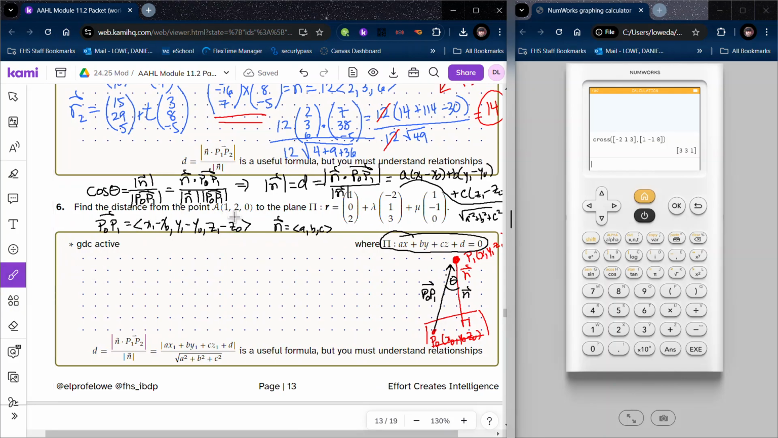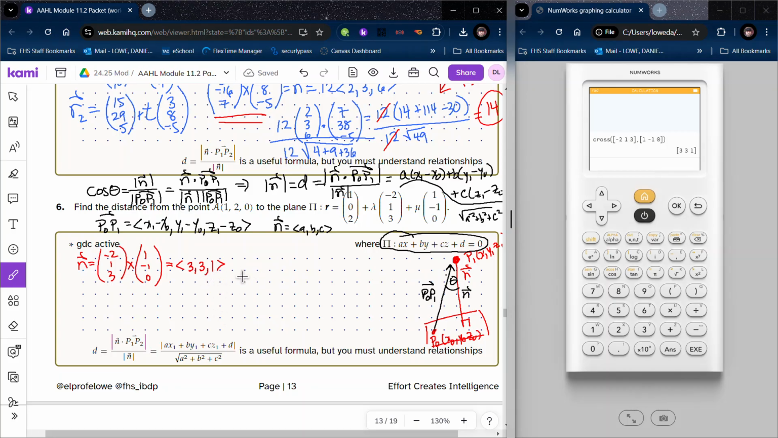I want to find the distance from this point to this plane. I first need the Cartesian equation of the plane. To find the Cartesian equation of the plane, I need my normal vector, and that normal vector is going to be the cross product of -2, 1, 3, and 1, -1, 0. I took the liberty of using my calculator to already make that computation, and I can see that that vector is 3, 3, 1.